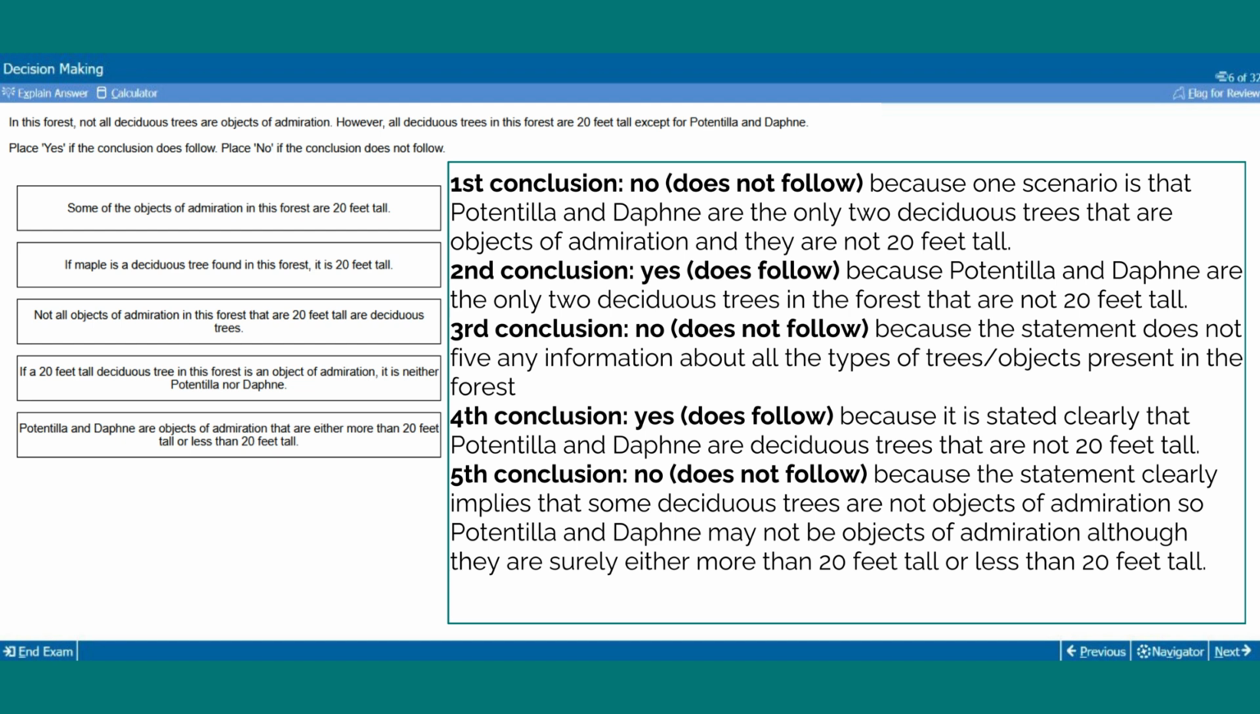The correct solution is provided on this slide. As an example, we can conclude that if a maple is a deciduous tree found in this forest, it is 20 feet tall, because potentilla and daphne are the only 2 deciduous trees in the forest that are not 20 feet tall. These questions might feel quite complicated at first sight, but there are lots of examples on our website.